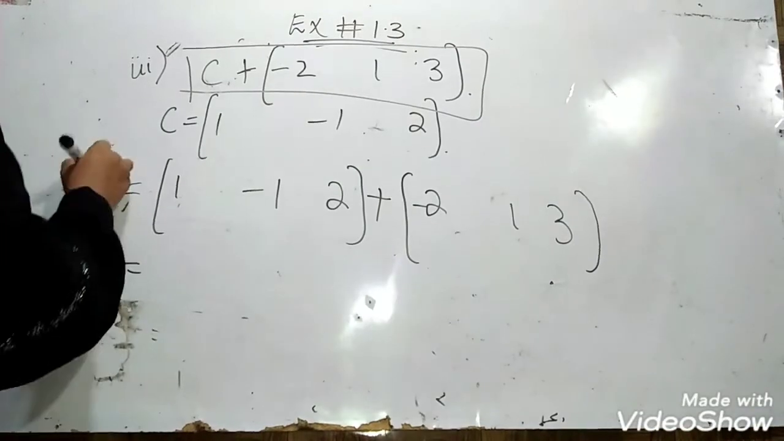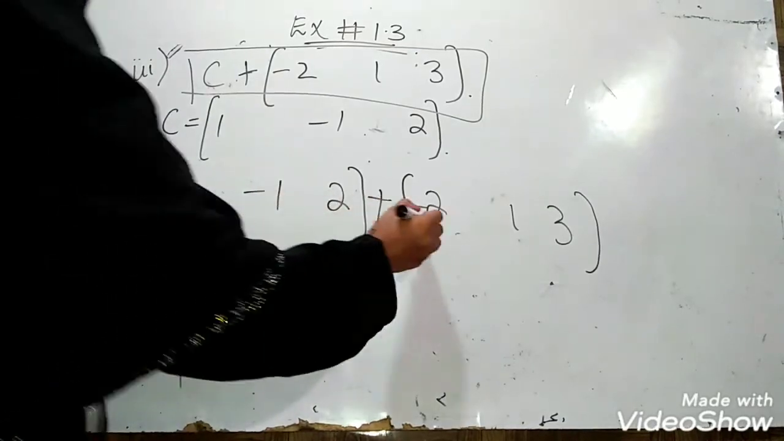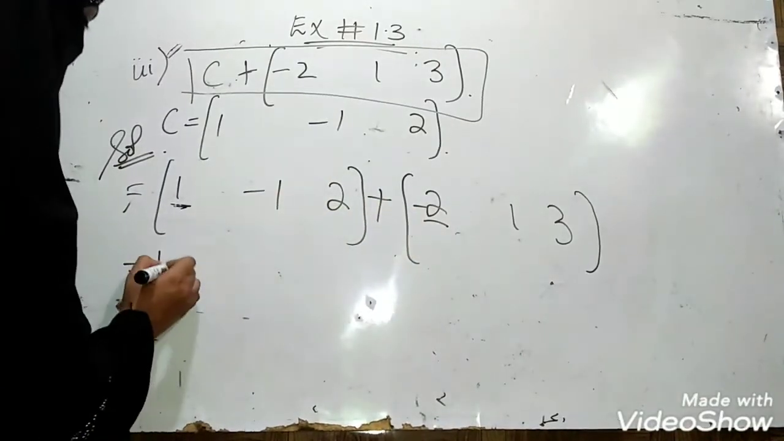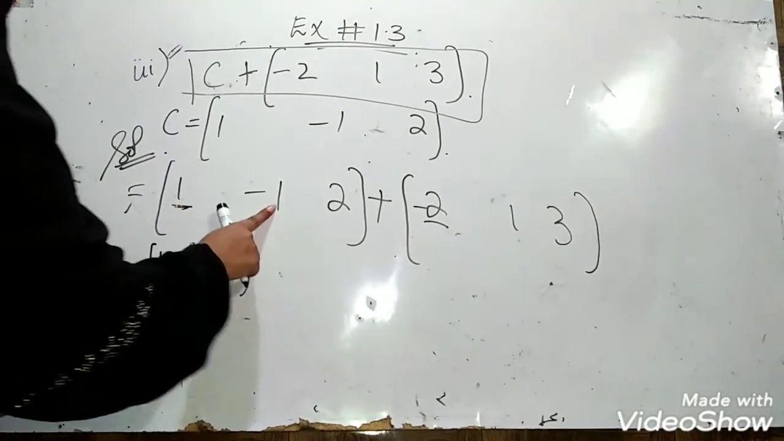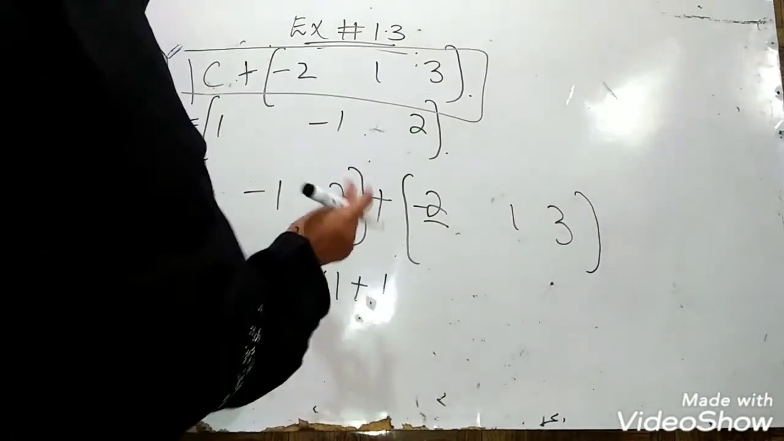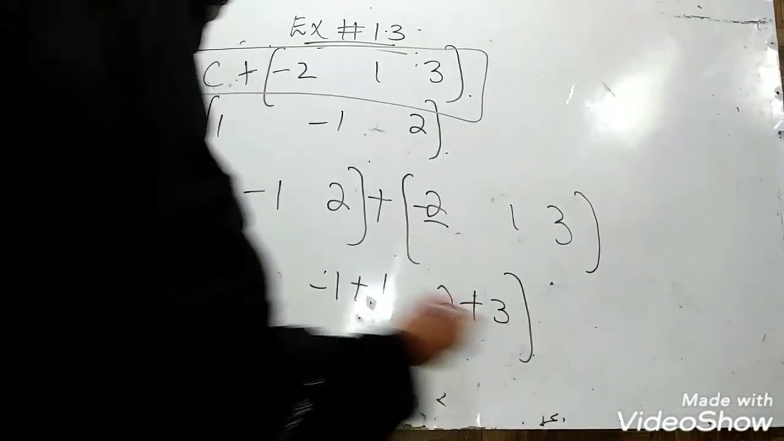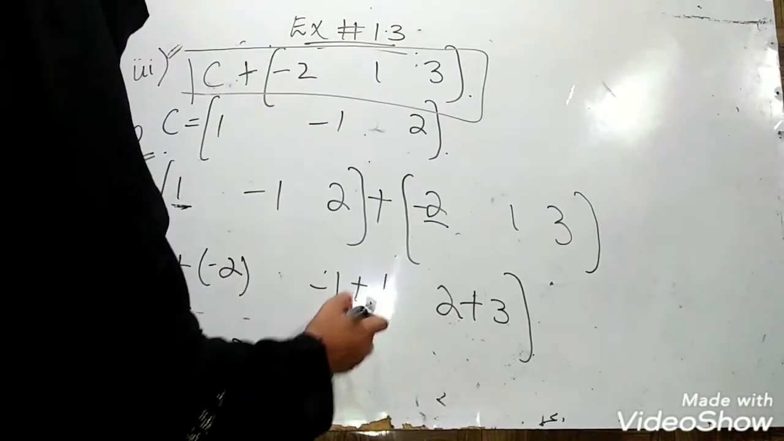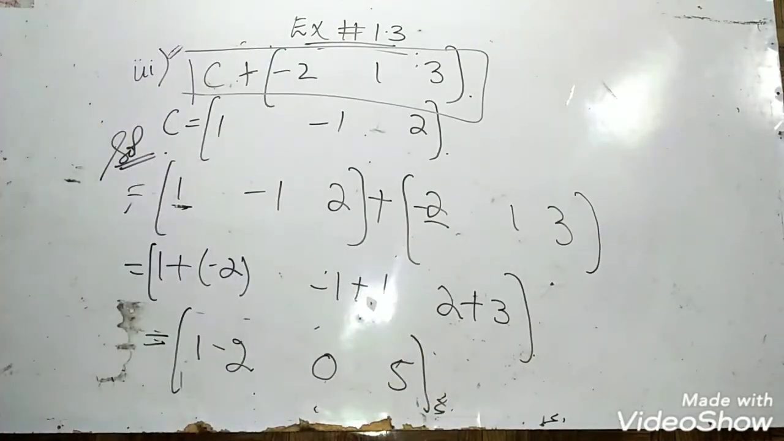Now we will add corresponding entries. 1 having corresponding entry -2, so 1 plus -2. Similarly, -1 having corresponding entry 1, so -1 plus 1. 2 plus 3. Now we will add: 1 plus -2 is -1, -1 plus 1 is 0, and 2 plus 3 becomes 5. This is our required answer.